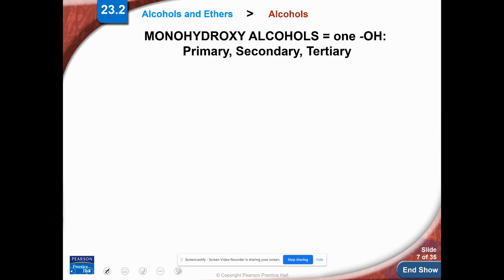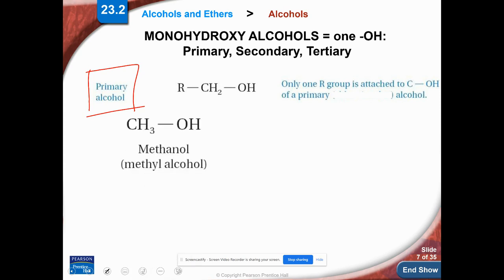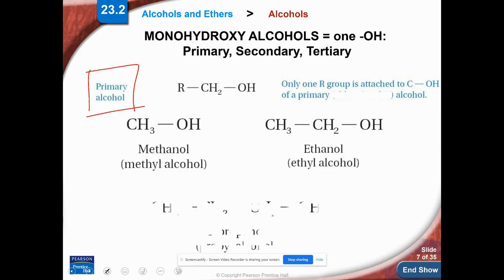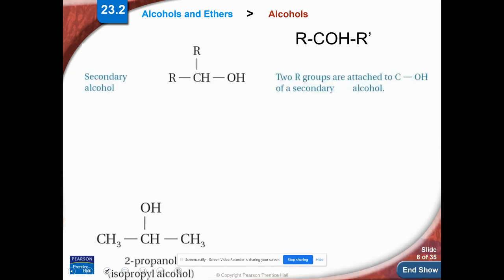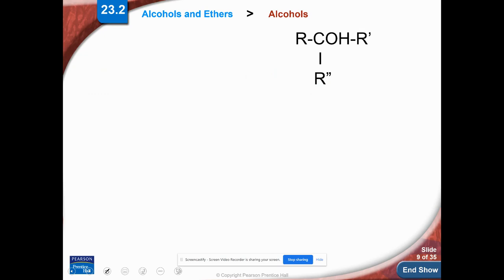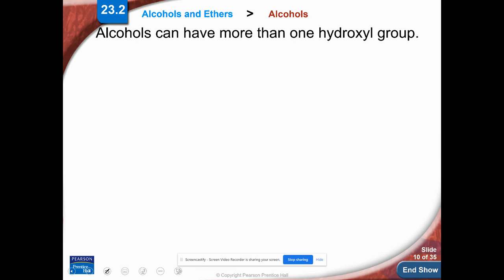All right, so now we have what's called monohydroxy, primary, secondary, tertiary. This is some stuff that we're just going to go through really briefly, that you don't really need to know about. At the Regents level we're really focusing on the primary alcohols. So we have one OH attached to a carbon, like methanol and ethanol. I'm going to skip over the secondary and the tertiary alcohols. If you want to look at it, go ahead, but for the sake of time I'm just going to go past that.